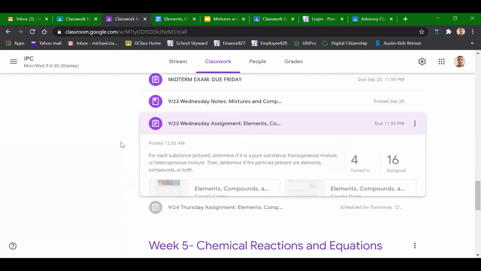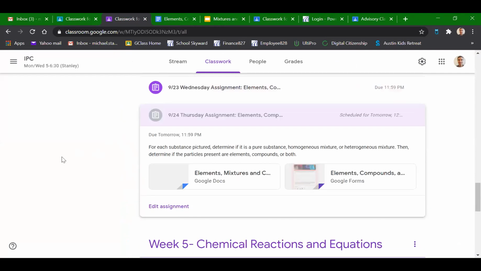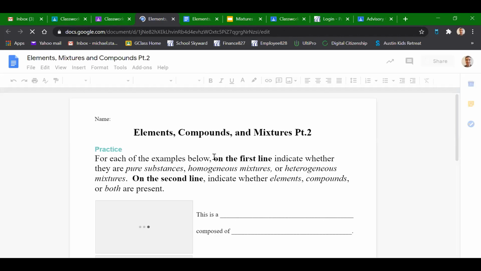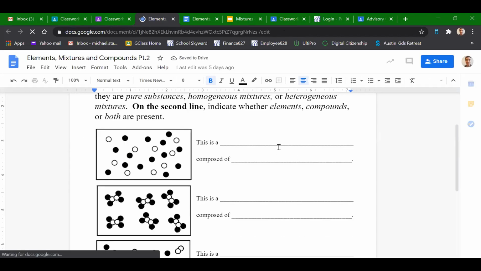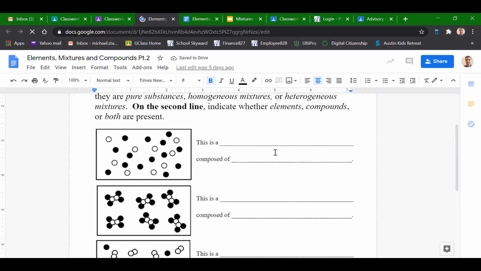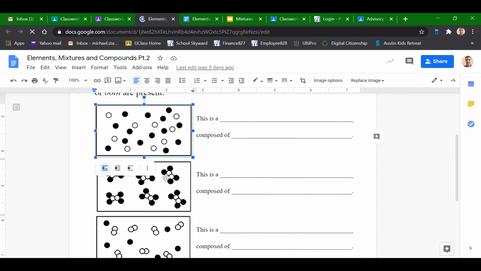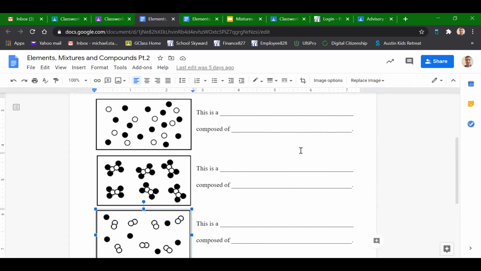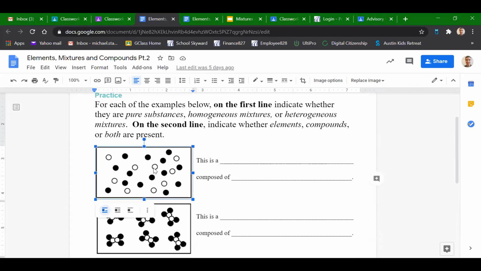Again, only 2 questions. And then the assignment for tomorrow is a continuation of it. So it's essentially the same thing, just with a couple more examples. So again, set up the exact same way. Same thing for the Google Form 2, where we have a series of pictures. And for each picture, I want you to tell me if it is a pure substance, a homogeneous mixture, or a heterogeneous mixture. And then, are there elements present? Are there compounds present? Or are both of those types of particle present?